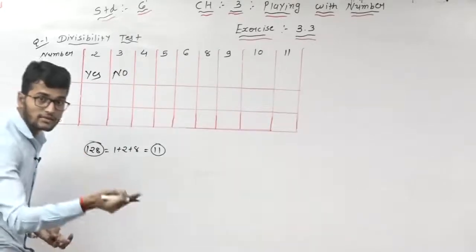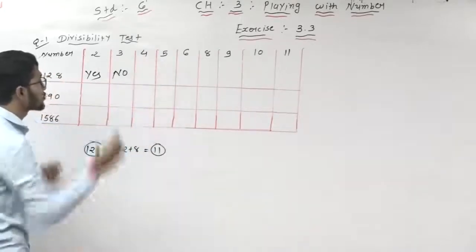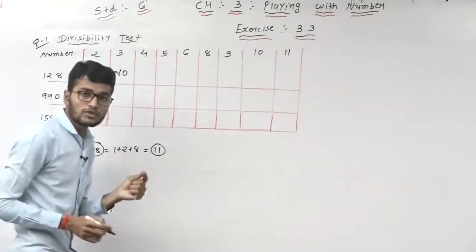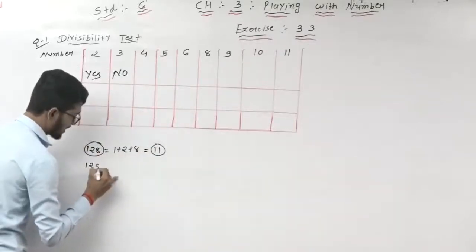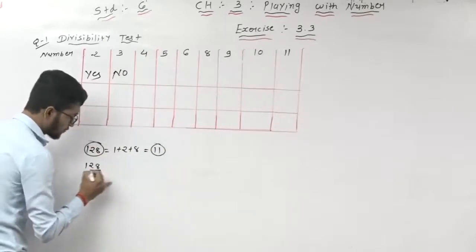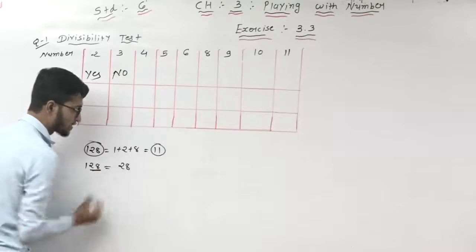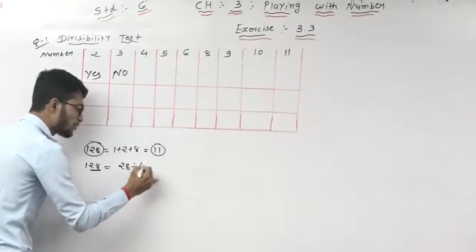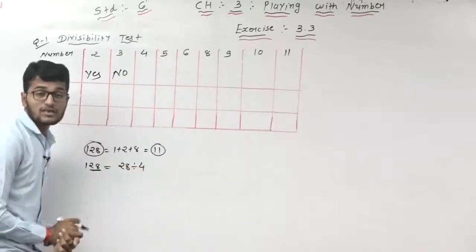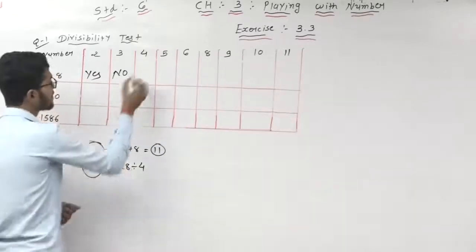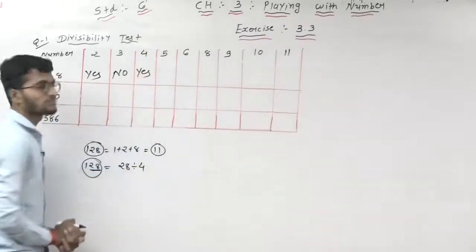Understand? Clear? Then after that, the fourth one. What is the divisibility for 4? It means 1, 2 and 8. In the fourth one, 4 में check करना हो तो last 2 digits, here last 2 digits are 28. Now is 28 divisible by 4? Yes. 7 4s are 28. It means this number is divisible by 4. Then write down here yes.